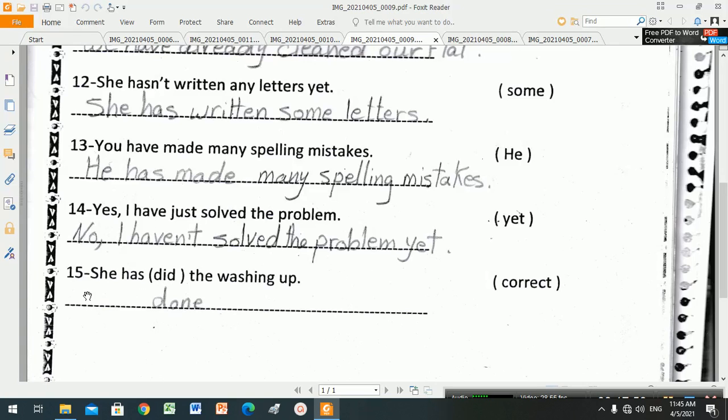Okay, number 15. She has, and between brackets, did the washing up. Correct this verb, only this verb, and put the third form of this verb, or the past participle of this verb. It will be done. Here did, do, did, done. This is the past participle of this verb.